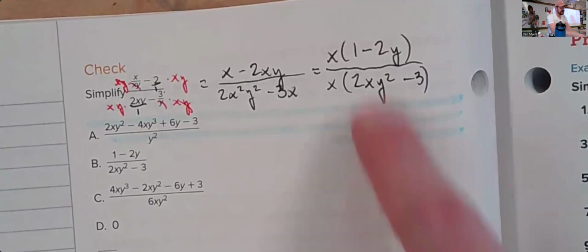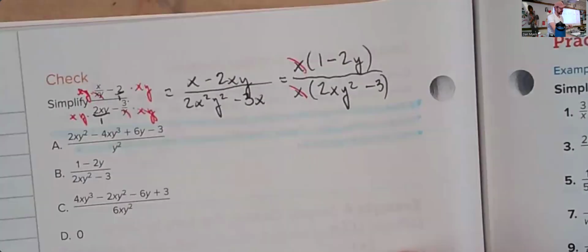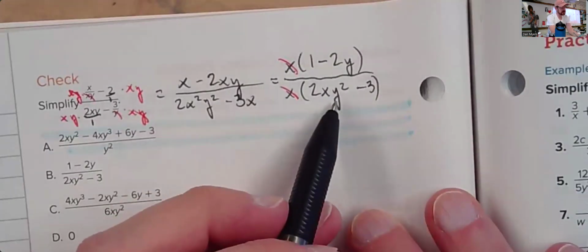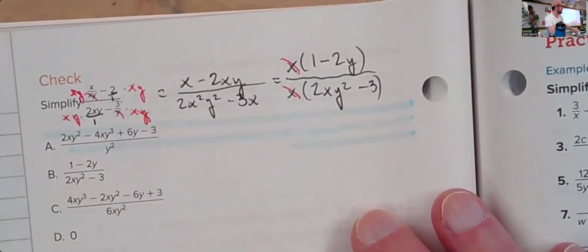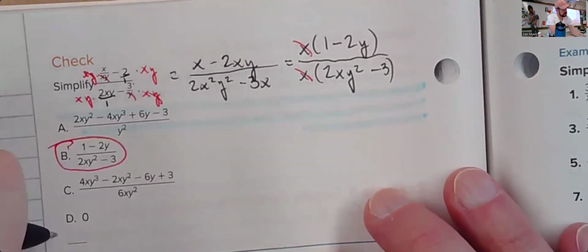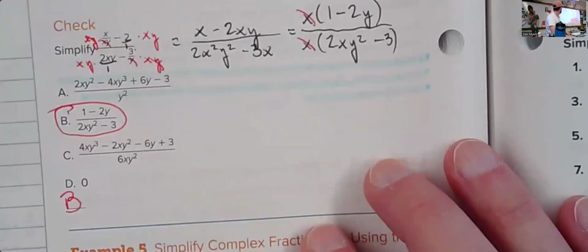And then we have a common factor of x on the numerator and the denominator, leaving us with 1 minus 2y over 2xy squared minus 3. What's the answer? B, yeah. There we go.